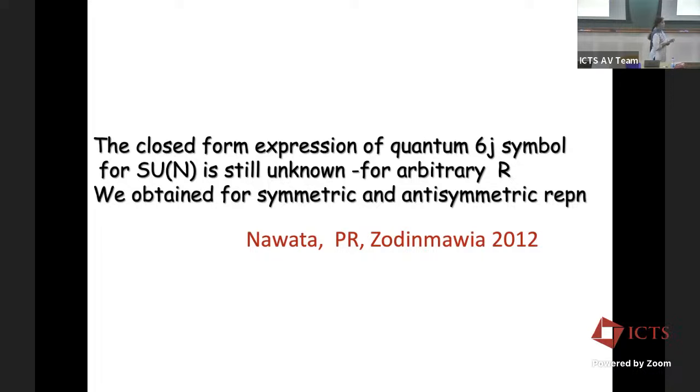That's why I said, we gave this input for symmetric and antisymmetric from the knot invariance approach, and that is actually new data for people to use the 6J symbol. For SUN, symmetric and antisymmetric, we have provided the closed form expression. But from knot invariance. This is the work with Satoshi and Zodin, who was my former student, where we did a class of knots.